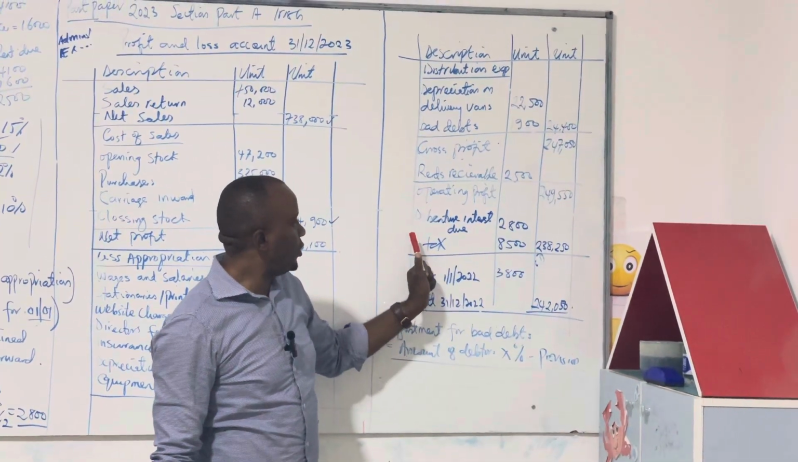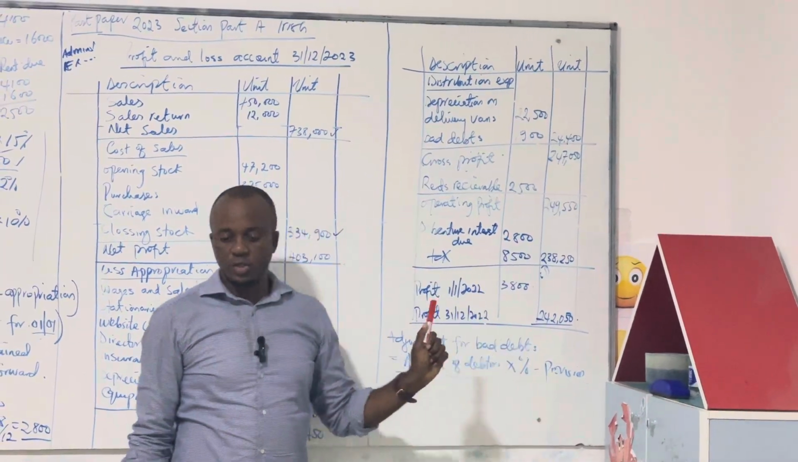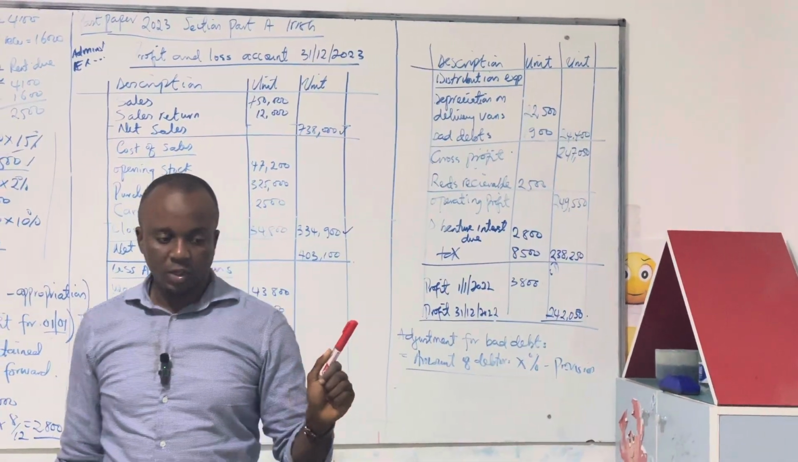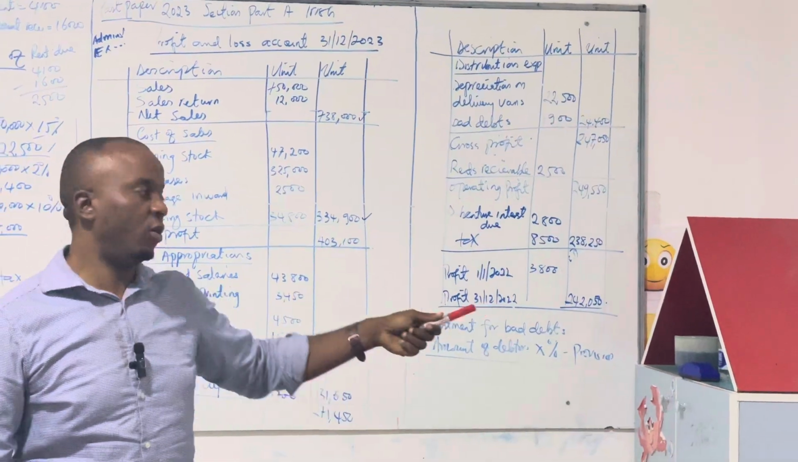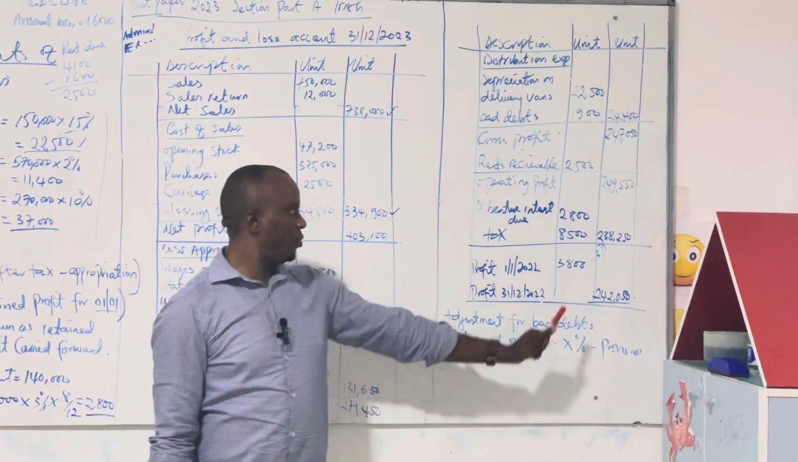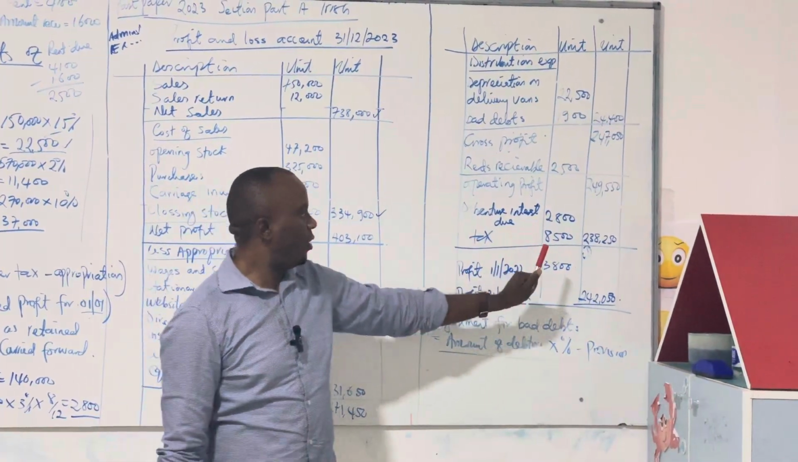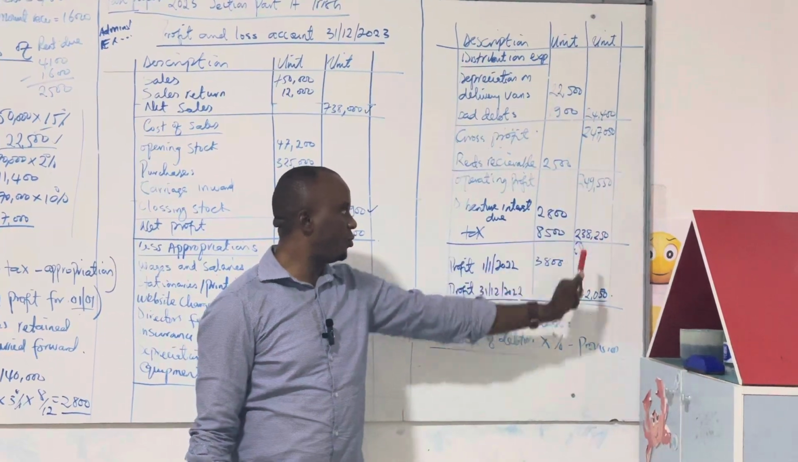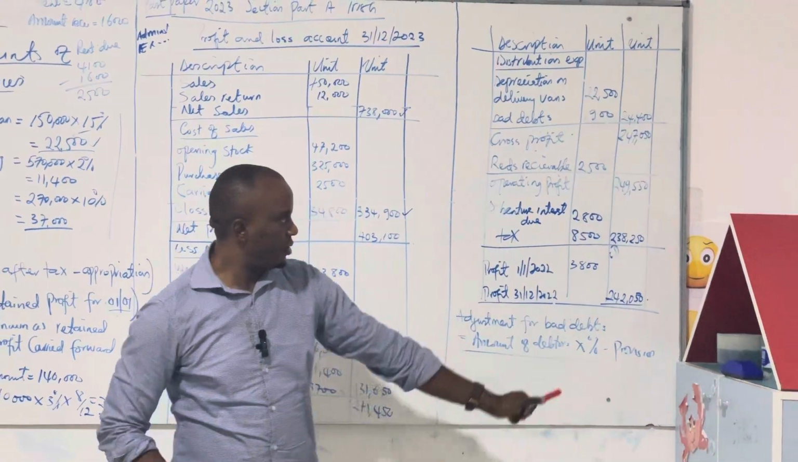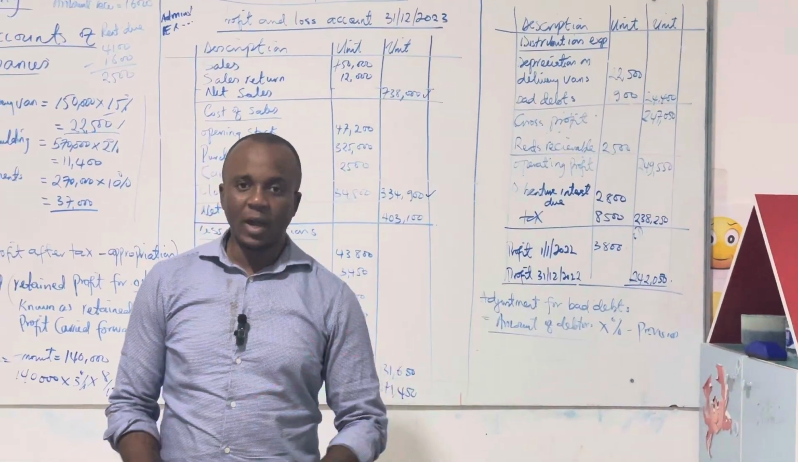Then we have to reduce debenture interest due and also the tax. What is debenture interest due? Debenture interest due is the amount of money that they were supposed to pay as a result of the long-term loan, but they didn't pay. So it is due. We have to reduce it from their profit, which is 2,800. Then they pay tax of 8.5. So when you reduce it, it gives you 238,250.